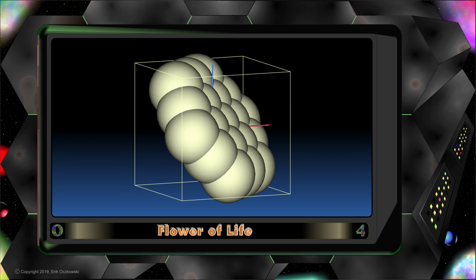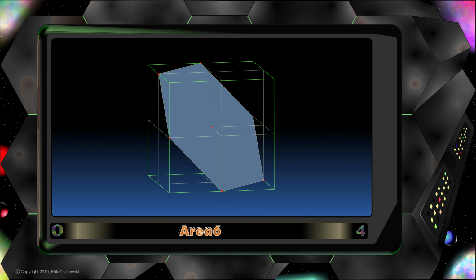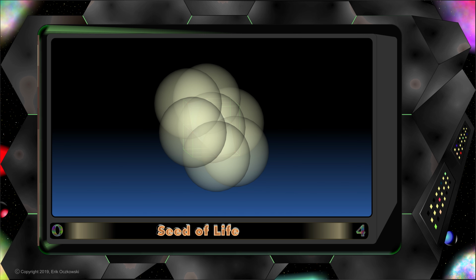That means first we try to find out where exactly the flower of life is anchored in the cube structure. This is the flower of life in 3D. We start with a diagonal area in the cube. It has 6 corners, so let's call it area 6. And now every point of area 6 gets a sphere, and this leads to the seed of life.